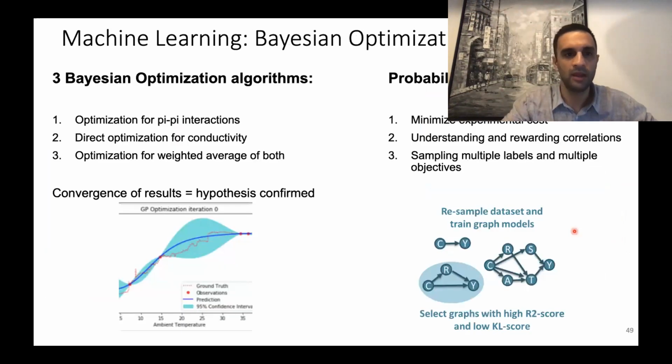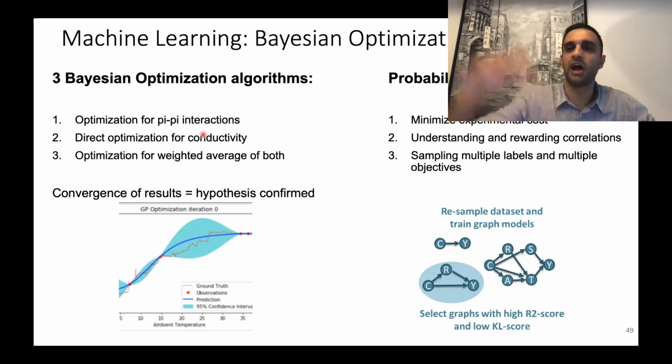Okay. In terms of the machine learning, we focused on Bayesian optimization. Many of the state-of-the-art papers today do this as well. We are doing three things, though. One is we are looking for optimizing pi-pi interactions through the optical spectra, and we're directly optimizing for the target conductivity. So we want to achieve a very high value of conductivity, which is good for thermoelectrics. And we also optimize for a weighted average of both.